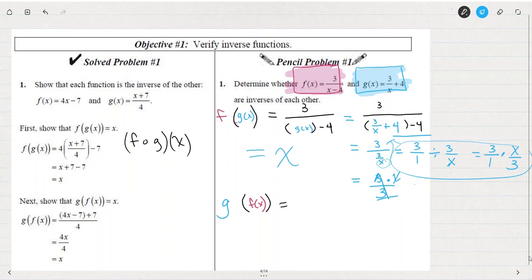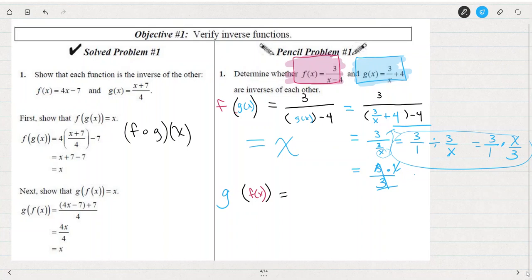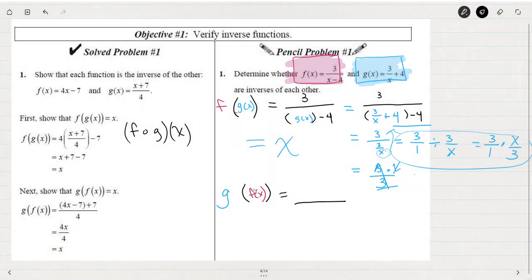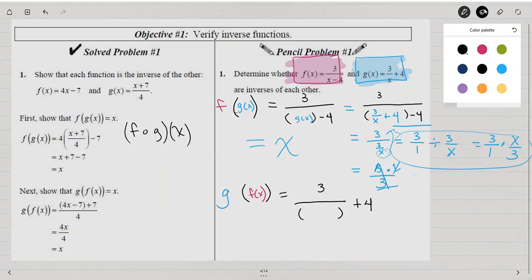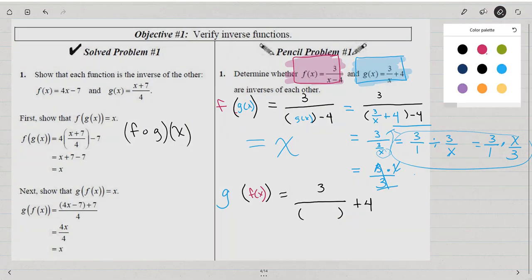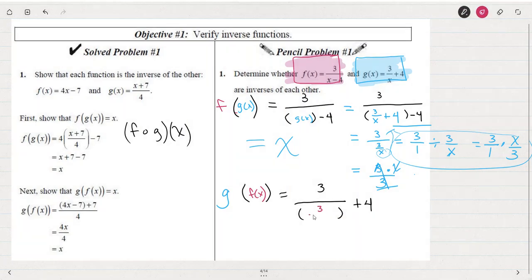Let's find the composition g of f of x. For g of f of x, we're going to start with our g function on the outside. So we've got 3 over x plus 4. And in place of x, we're going to put f of x, right? Well, what is f of x? f of x is 3 over x minus 4. So we have 3 over 3 over x minus 4, plus 4.